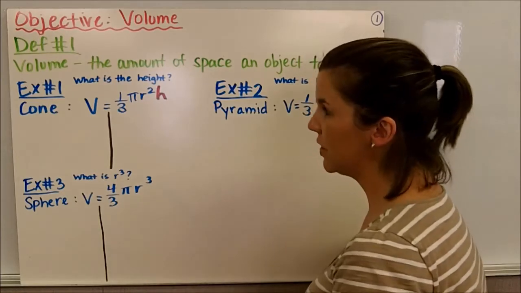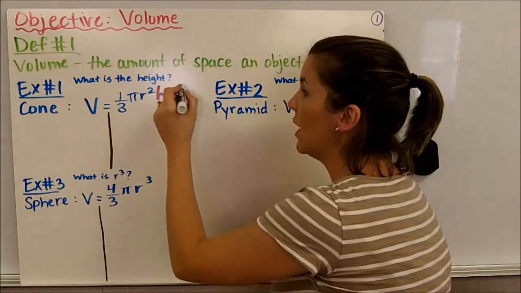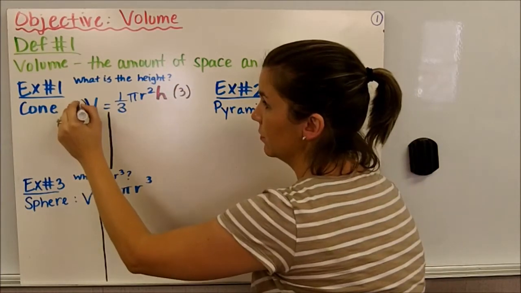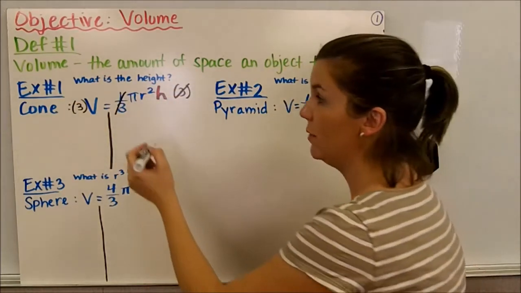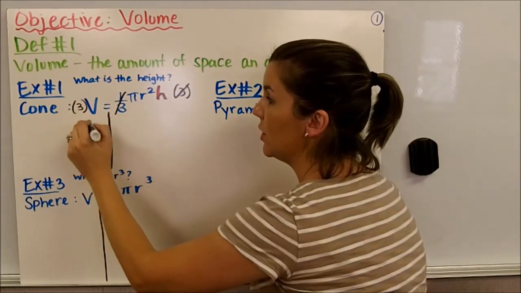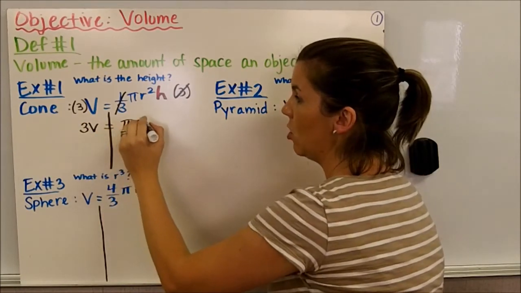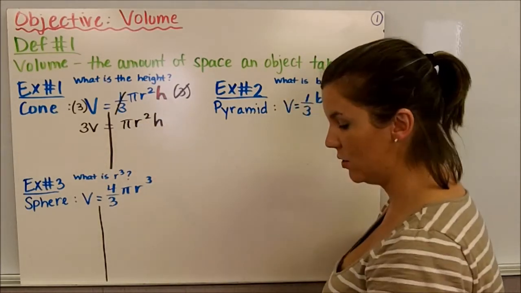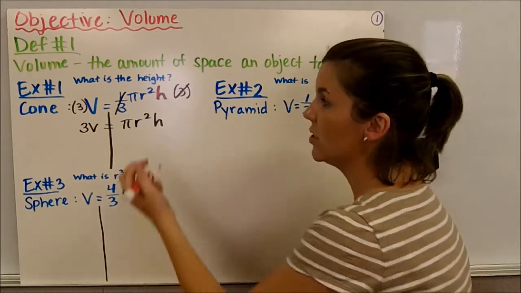Now I need to get rid of this fraction first, so I have 1/3 here. I'm going to multiply both sides by 3. So 1/3 times 3 is just 1. And I have 3 times v, so 3v, equals pi r squared times the height. And again, I want to get the height by itself. So pi times r squared times the height.